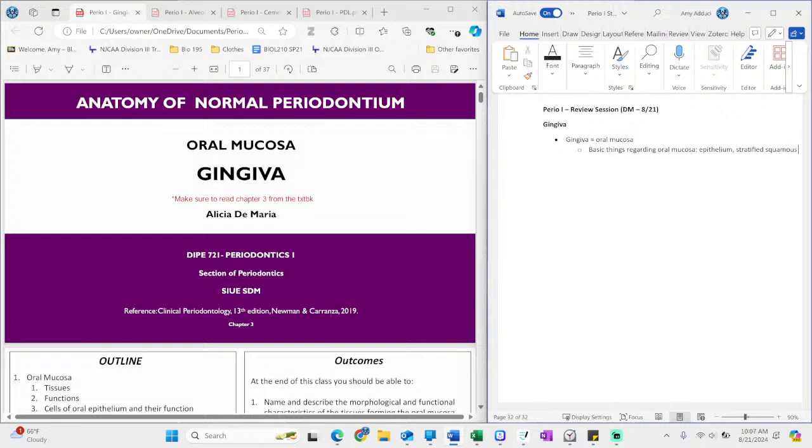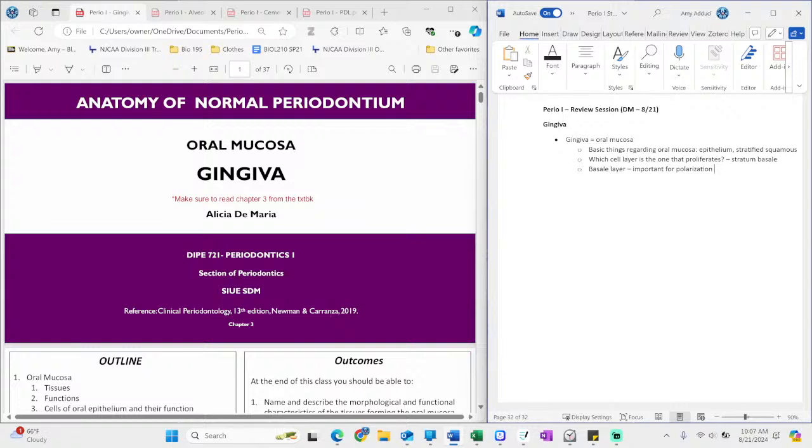Which cell layer is the one that proliferates in a stratified epithelium? The basal layer, the one attached to the basement membrane. Remember the structure of basement membranes because it's critical for establishing cell polarization, okay? And that structure is going to be very useful when you work on the junctional epithelium.